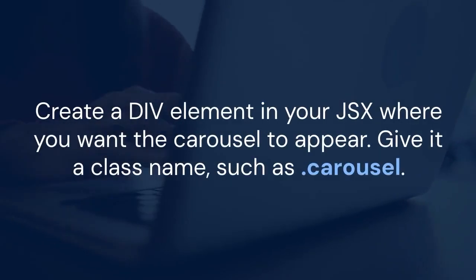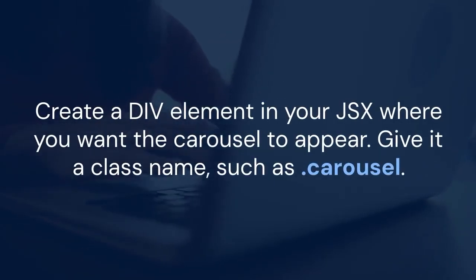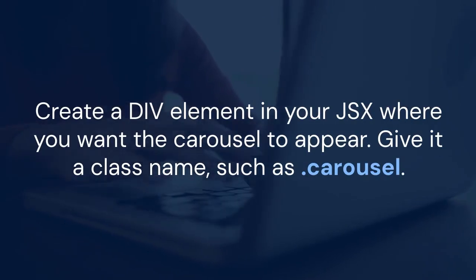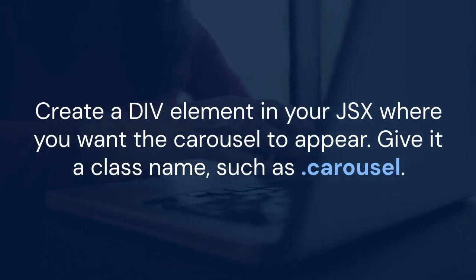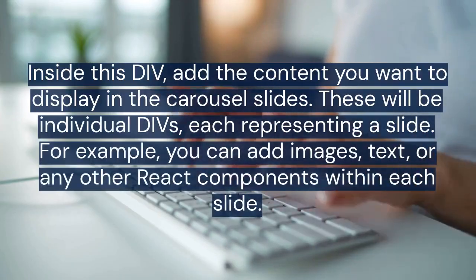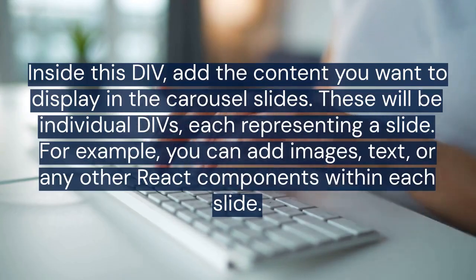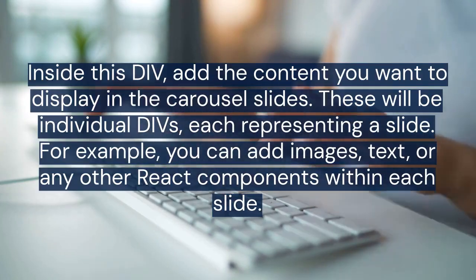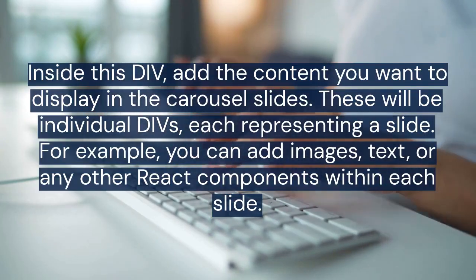Now comes the fun part, implementing the carousel. Create a div element in your JSX where you want the carousel to appear. Give it a class name, such as owl-carousel. Inside this div, add the content you want to display in the carousel slides. These will be individual divs, each representing a slide. For example, you can add images, text, or any other React components within each slide.